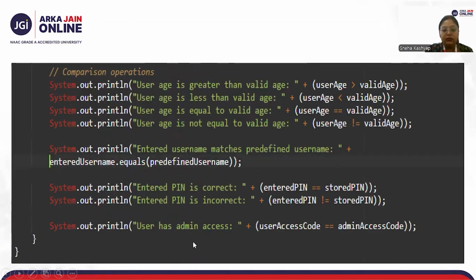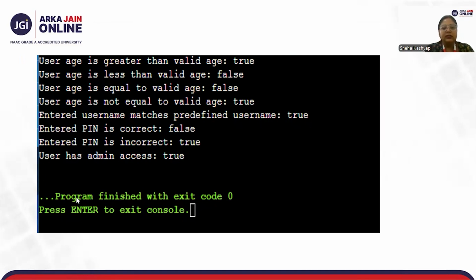Now let's check for the output. For the first condition, user age is greater than valid age. Yes, it was, because user age is 20 and the valid age was 18. So the condition became true. Now, user age is less than valid age. No, the condition cannot be true because user age was 20 but the valid age was 18. So user age was more than the valid age. Now, was the user age equal to the valid age? No, because 20 is not equal to valid age. So here the condition became false.